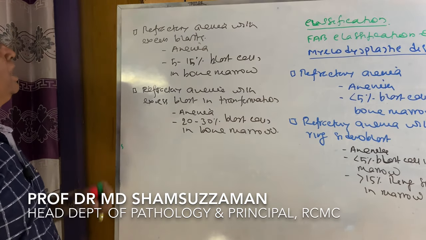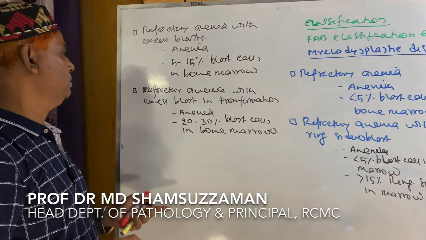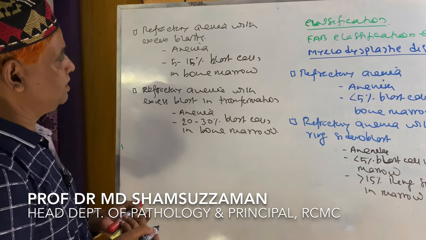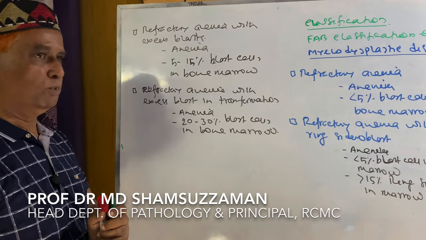So in case of refractory anemia with excess blast, anemia, 5 to 15% blast cells in bone marrow. Refractory anemia with excess blast in transformation, there is anemia, 20 to 30% blast cells in bone marrow.